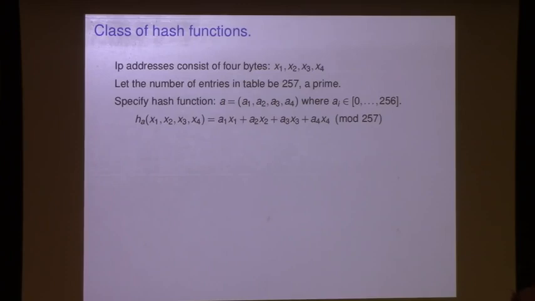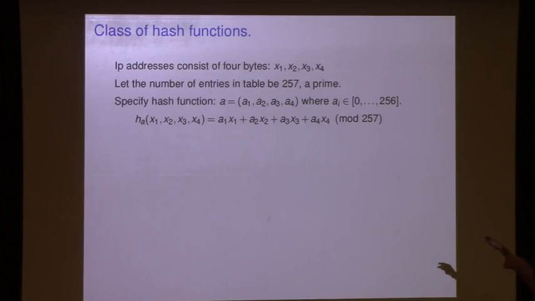So a byte is 8 bits, if anybody doesn't know. The first byte is x1, and the key x1 is in the range 0 to 256. So it's a number modulo 257, a valid number modulo 257. That's what's going on in this choice of hash function. That's why we have 4 of them.